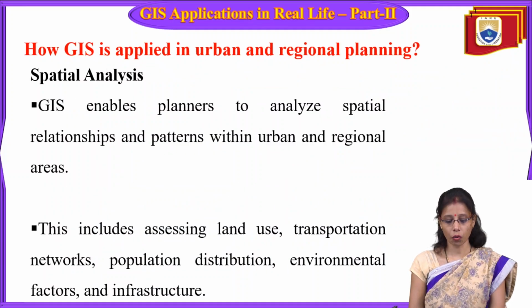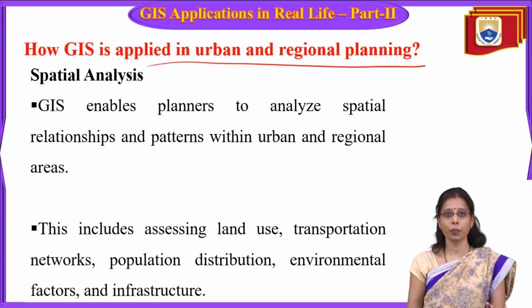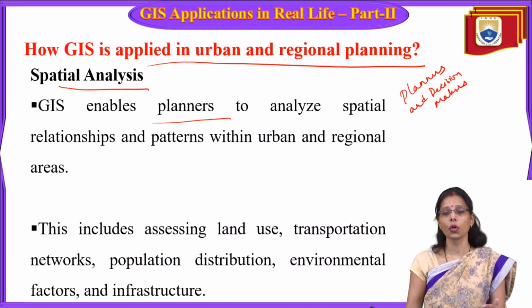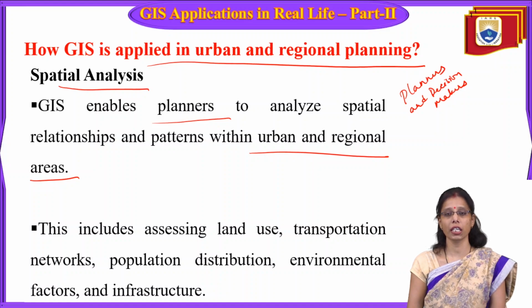Next we will see how GIS is applied in urban and regional planning. In spatial analysis, GIS enables planners and decision makers to analyze the spatial relationships and patterns within urban and regional areas. GIS helps planners and decision makers to decide which area is suitable for which type of construction. That can all be done with the help of the GIS process. This includes assessing land use, transportation networks, population distribution, environmental factors, and infrastructure.